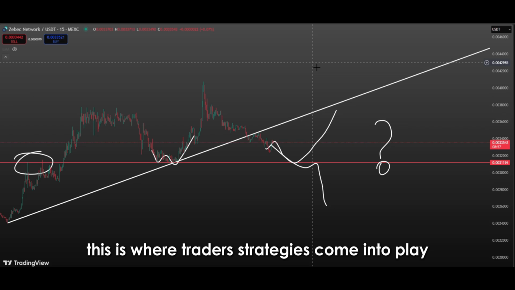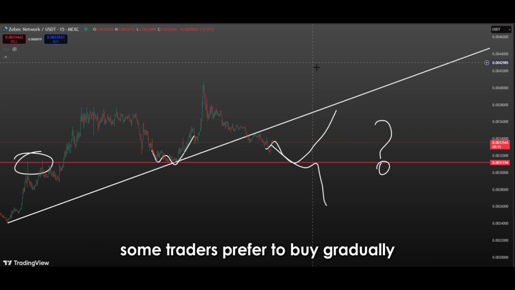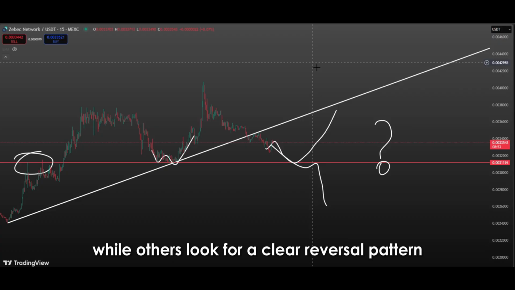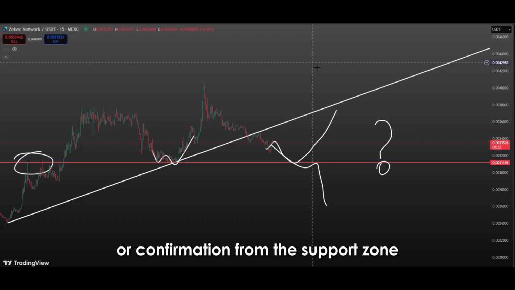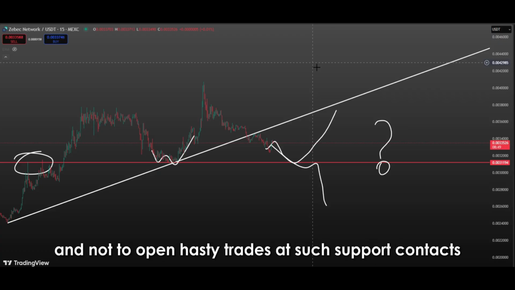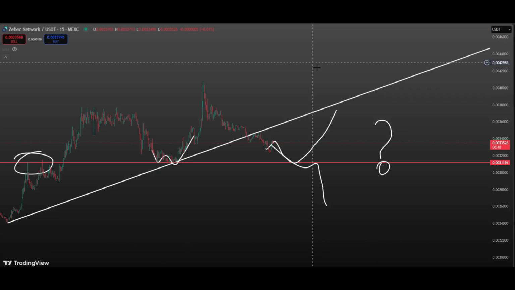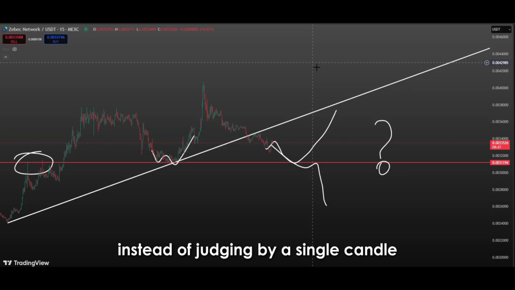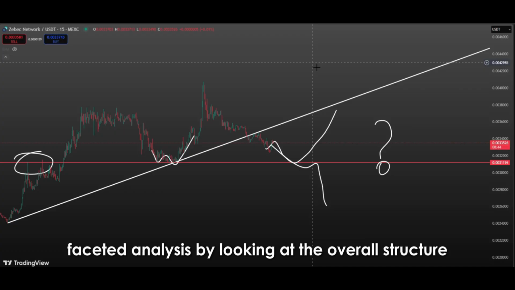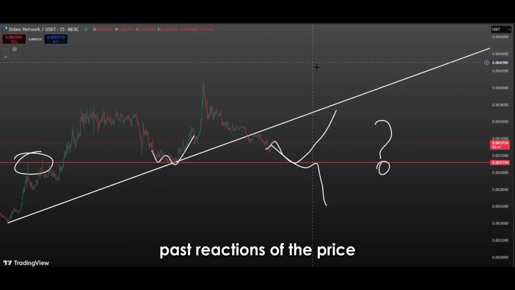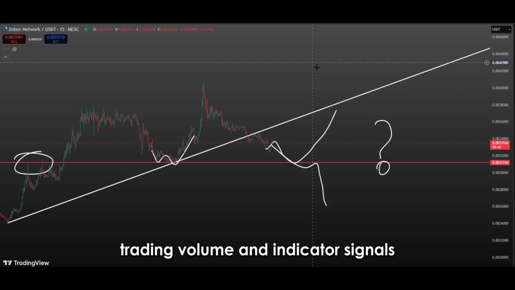This is where traders' strategies come into play. Some traders prefer to buy gradually as they approach the support zone, while others look for a clear reversal pattern or confirmation from the support zone. It is especially important to be patient and not to open hasty trades at such support contacts. Instead of judging by a single candle, when the price hits the support level, it is better to conduct a multifaceted analysis by looking at the overall structure, past reactions of the price, trading volume, and indicator signals.